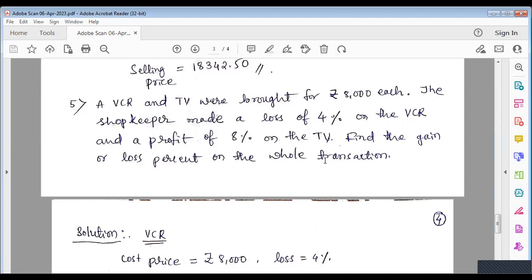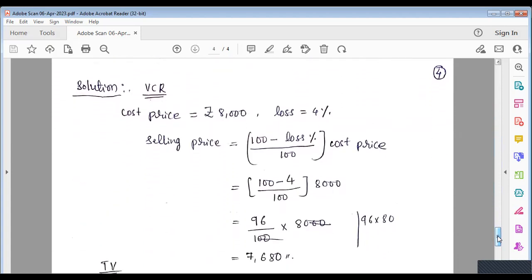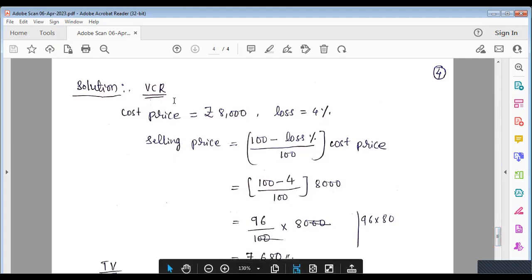So here we should not calculate the loss or gain percent individually. We have to add them, and we have to show as a single transaction in this problem. So first we calculate what is the selling price of the VCR. They have given the cost price of this VCR. VCR means it is a video playing device, which was used in older days. So that is a type of electronic device.